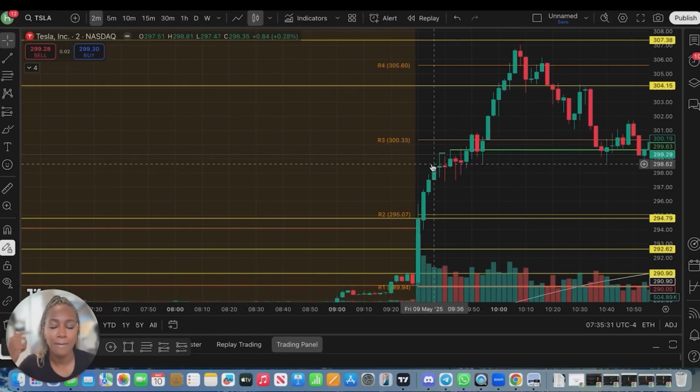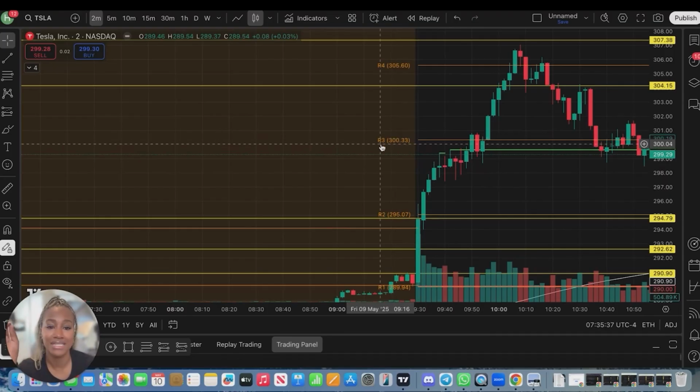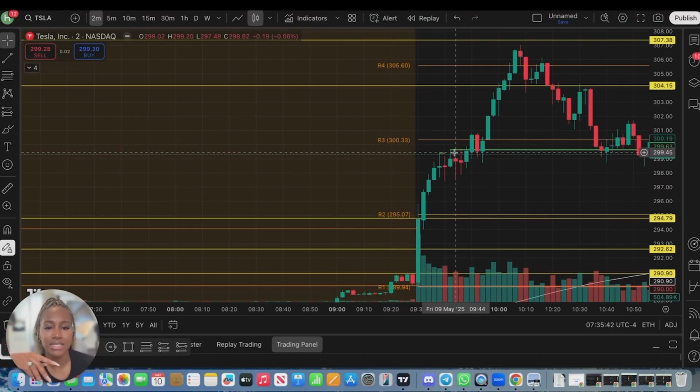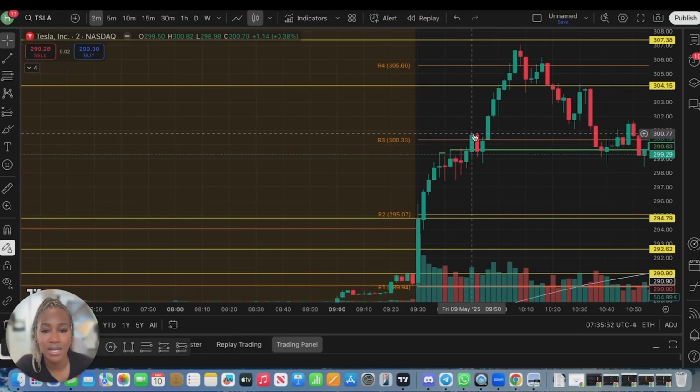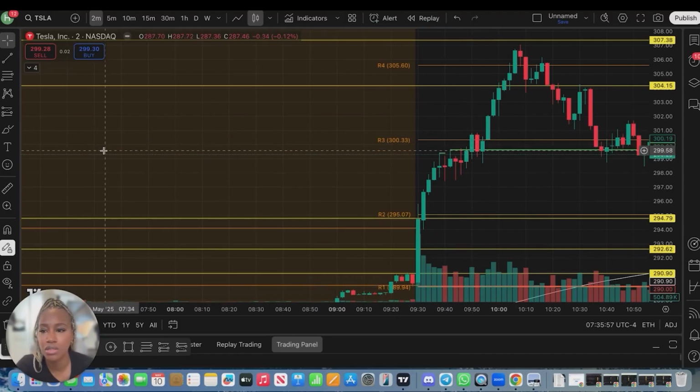All right, so my thought process is if it gets over this 300 level, it could definitely do a thing, all right? So as you can see, this is ORB, which stands for opening range breakout, and we see a break of the ORB and it hung out at the pivot level 1, 2, and then what I see now is a small little flag forming.